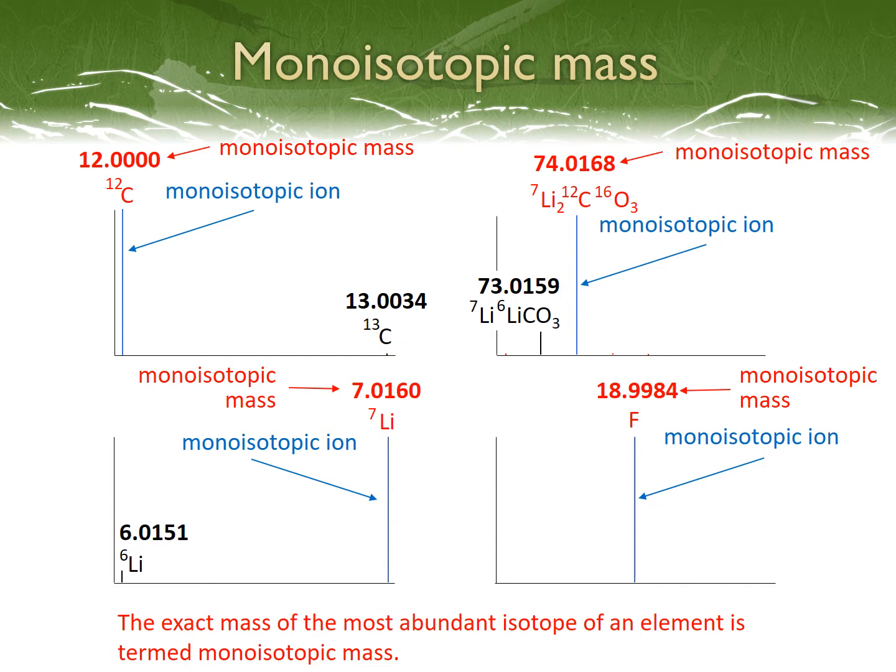Fluorine, sodium, phosphorus, and some other elements have no other stable isotopes. They are termed monoisotopic elements. Among 83 naturally occurring stable elements, 20 elements are monoisotopic elements.